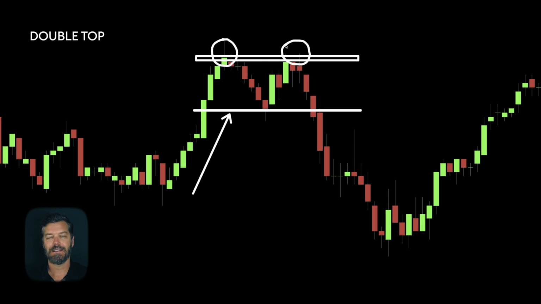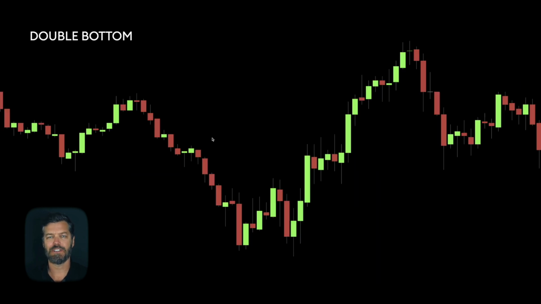Essentially, it indicates that the price tried to move higher, but couldn't break past the previous high. This signals a loss of momentum from the buyers, suggesting the uptrend is weakening.